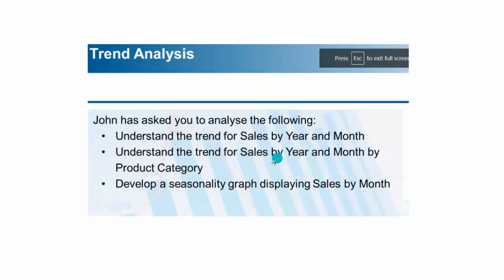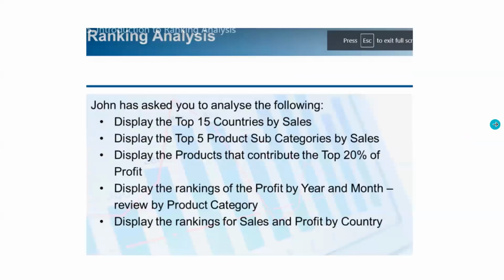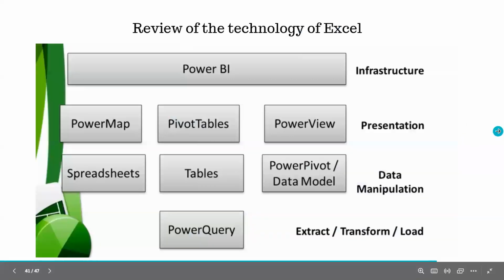Trend analysis helps us to understand what's happened over time. We see the rise and fall of our performances in terms of whatever measure we want to look at it by. We look at seasonality, displaying different measures by month, by year, by quarter, by decades, whatever we want to look at. Ranking analysis is another one where we want to see the top 15 countries that brought us more sales, or the top 5 products that gave us more sales, or we want to display products that contribute the top 20% of the profit, and so on and so forth. That's what ranking analysis is about.